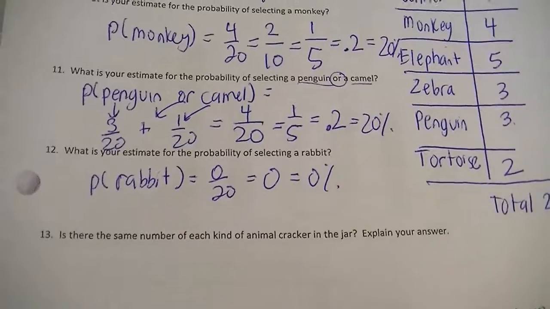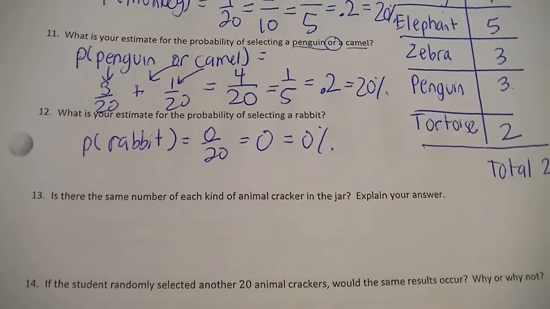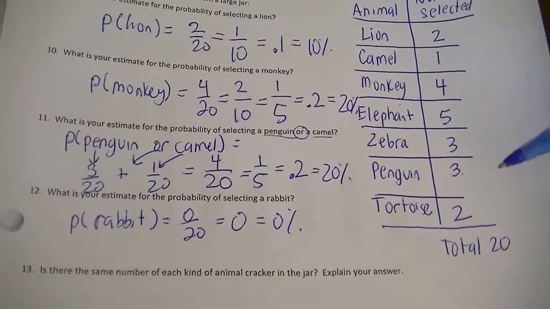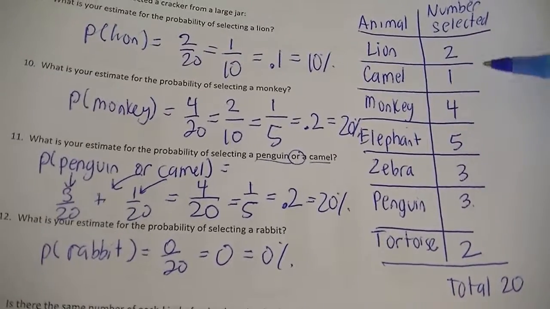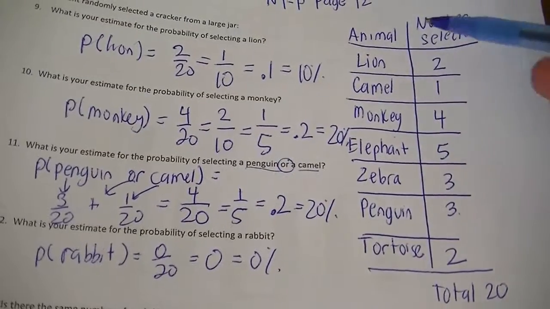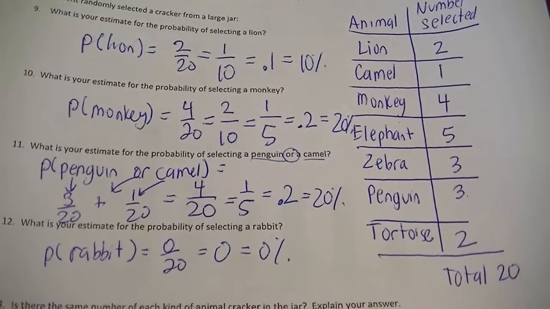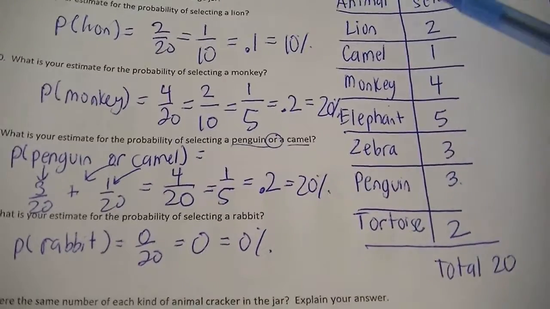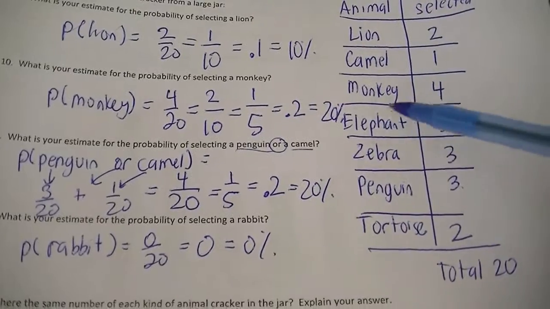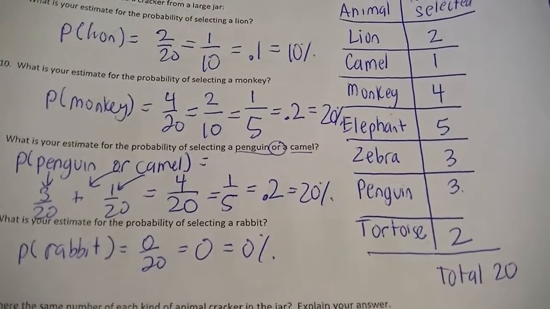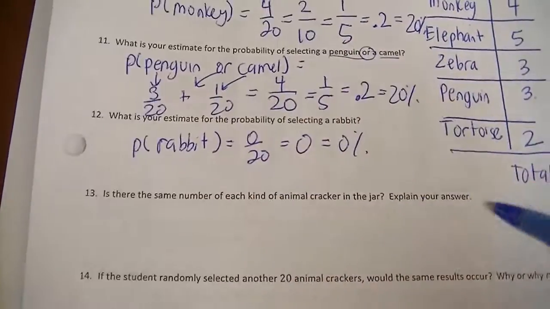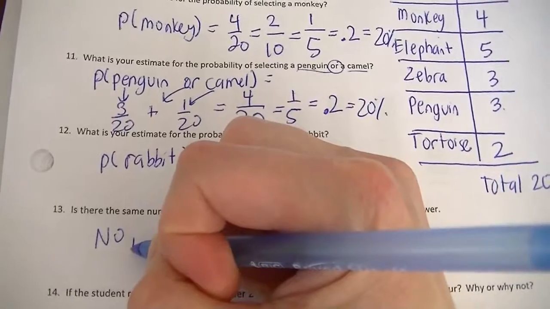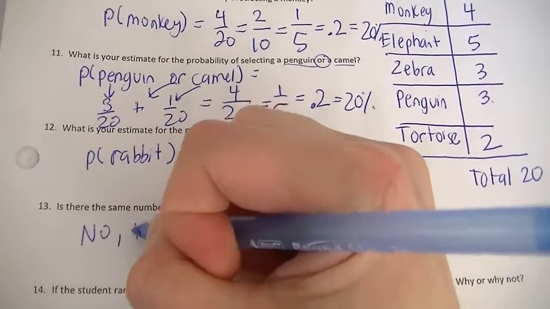Okay, 13. Is there the same number of each kind of animal cracker in the jar? Explain your answer. So looking at this data right here, I feel like this sample is representing the entire jar, because remember it was a really big jar, so the kid only pulled out 20 animals. And just from this sample, I think there's probably more elephants in the jar than any other type of cracker. So no, I don't think there's the same amount, because there seems to be more elephants than any other types of crackers.